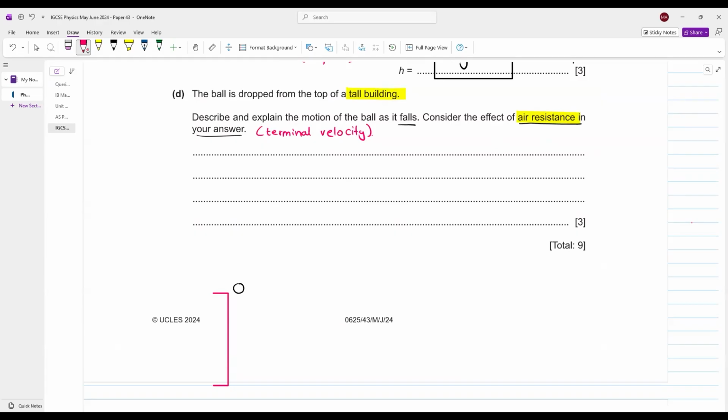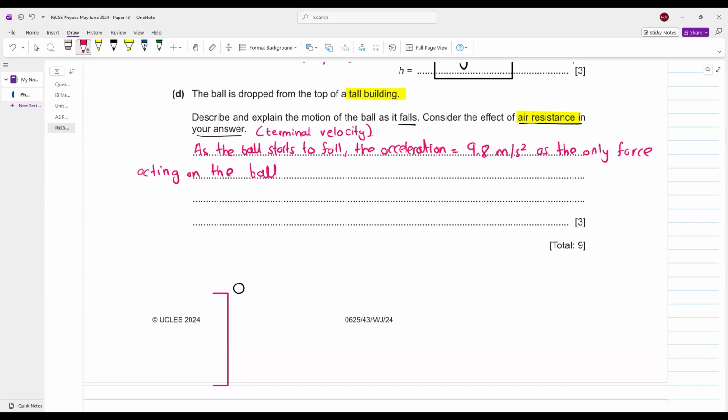You will say initially, or you will say as the ball starts to fall, the acceleration is equal to 9.8 meters per second square, as the only force acting on the ball is the weight. बेटा इनिशियली जब आपने बॉल को छोड़ा है तो सिर्फ वेट की फोर्स एक्ट कर रही होगी बॉल पे. दैट्स व्हाई द एक्सेलरेशन ऑफ द बॉल इज 9.8.